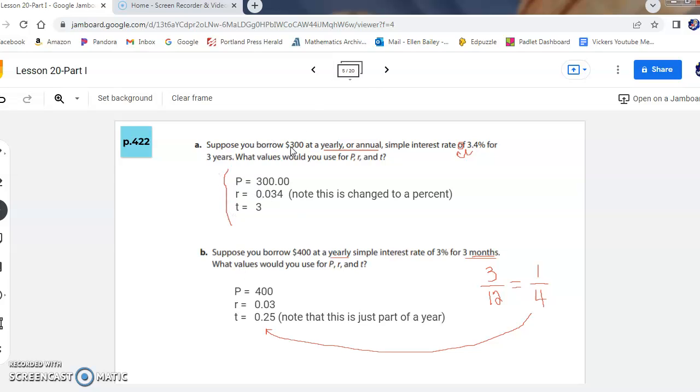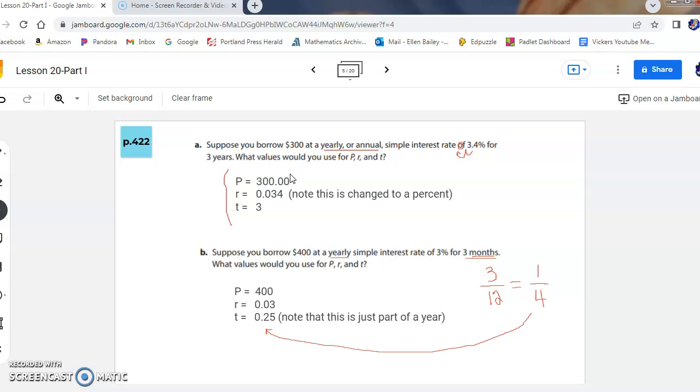Let's look at A and B now. So it says, suppose you borrow $300 at a yearly or annual simple interest rate of 3.4% for 3 years. What values would you use for P, R, and T? So I'd like you to write this. You don't have to write this part in parentheses. Same down here. You don't need to write that part in parentheses. But I'd really like us to get down what we would put into the formula.